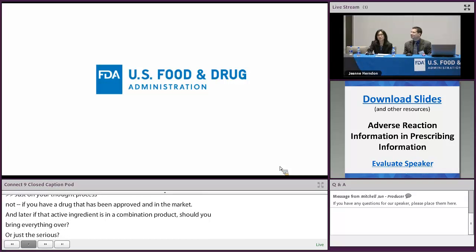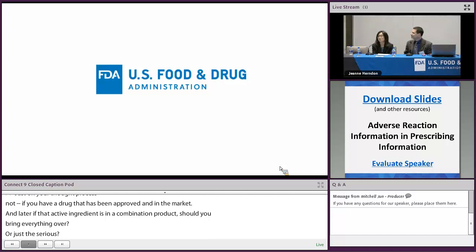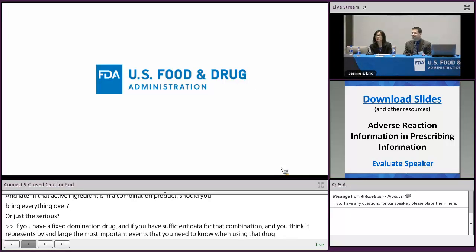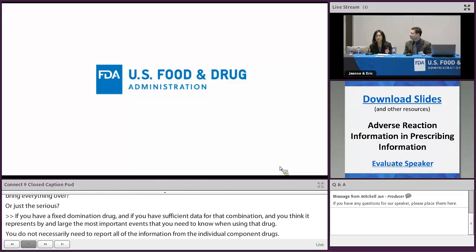So if you've got a fixed combination drug, and if you have sufficient data for that combination, and you think that it represents, by and large, the most important events that you need to know for using that drug, which is going to be used as a combination, then you don't necessarily need to import all the information from the individual component drugs into that labeling. Otherwise, you would imagine that all the fixed combination drug labeling out there would be exactly twice, summing the two, A plus B, and it's going to be twice the length. You don't have to do that.